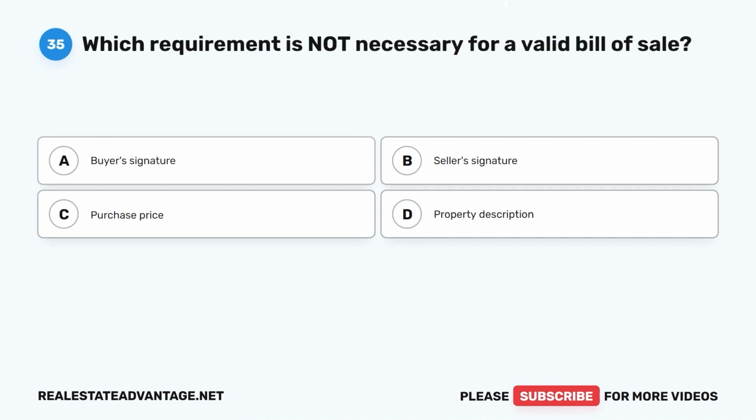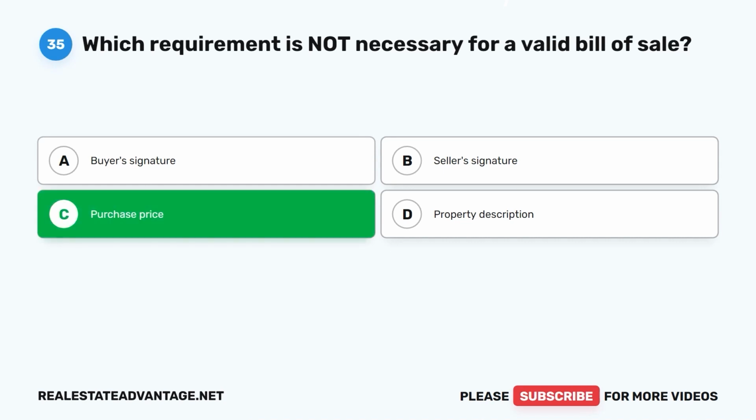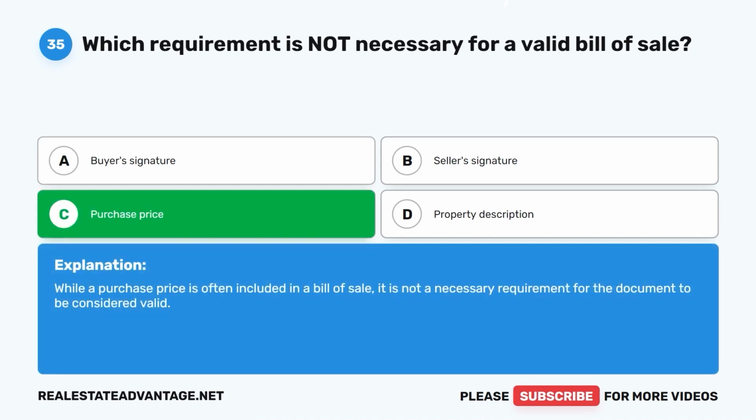Question 35. Which requirement is not necessary for a valid bill of sale? A. Buyer's signature. B. Seller's signature. C. Purchase price. D. Property description. The correct answer is C. Purchase price. While a purchase price is often included in a bill of sale, it is not a necessary requirement for the document to be considered valid.